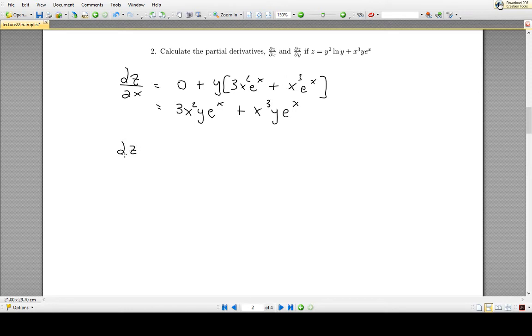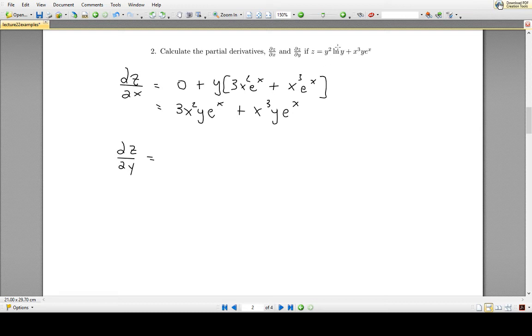Now let's take the derivative of z with respect to y. Because I'm taking the derivative with respect to y, I assume all of the x's in the function are just numbers, like 10 or 4 or whatever number I would like. And then I just take the normal derivative with respect to y.